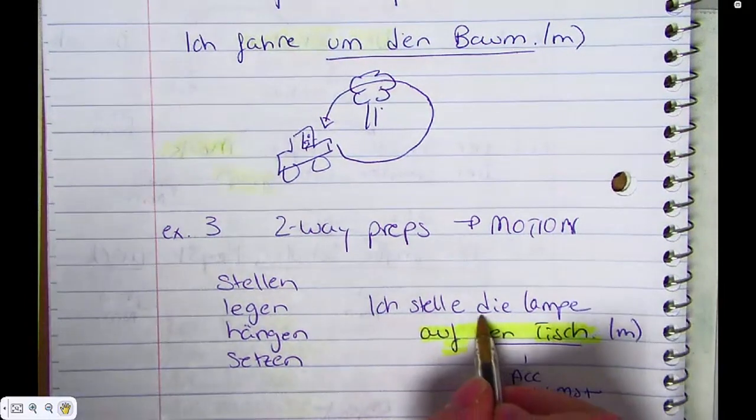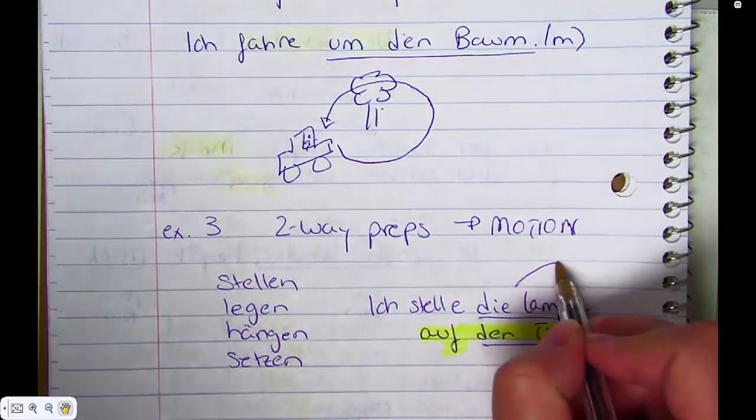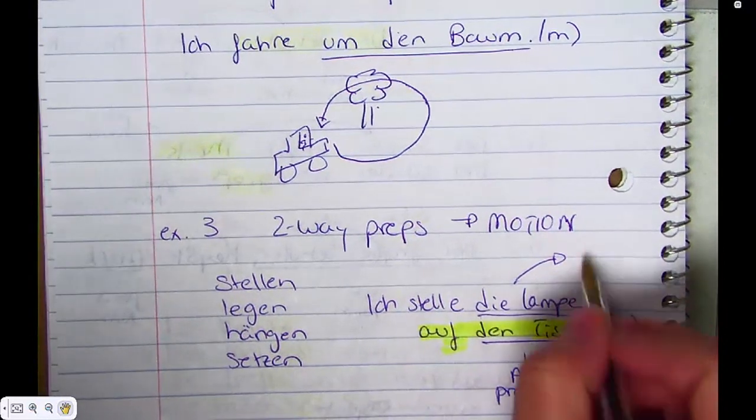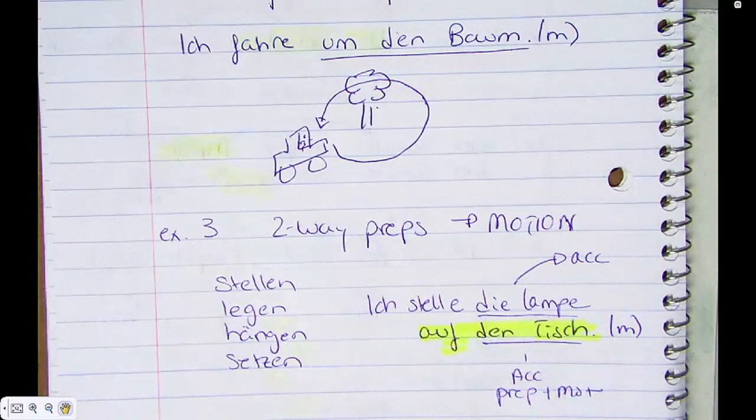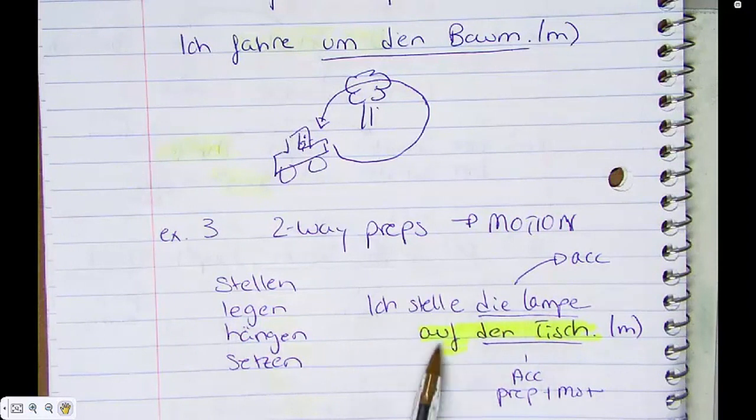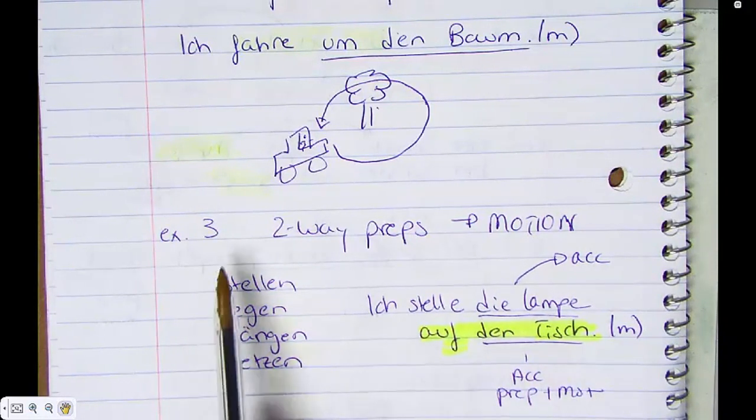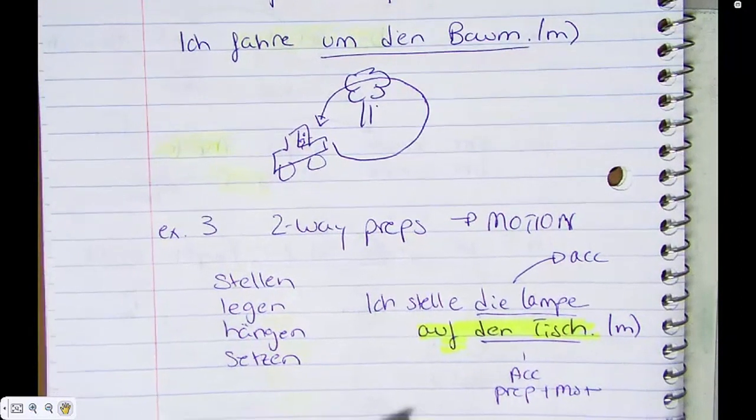All right, hopefully you got this. So what is being put on the table? It's the lamp. So this is also accusative case. Okay, ich stelle die Lampe. What am I stelling, or what am I putting? The lamp. And then prepositional phrase, so that's accusative with the two-way prepositions.